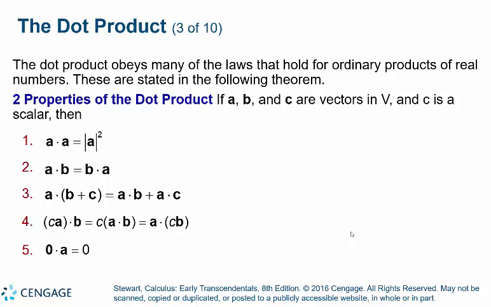Okay, so the dot product obeys many of the laws that hold for ordinary products of real numbers. These are stated in the following theorem. This is just properties of the dot product. So if A, B, and C are vectors, and c is some scalar constant, notice this one's not bolded, all the following properties would hold. And this is exactly the same type of properties you would think of when working with real numbers. They also apply for vectors here.